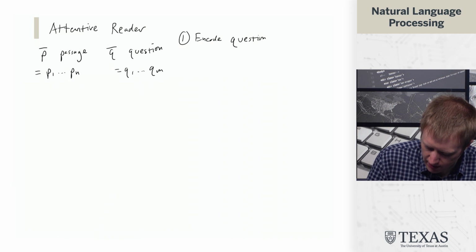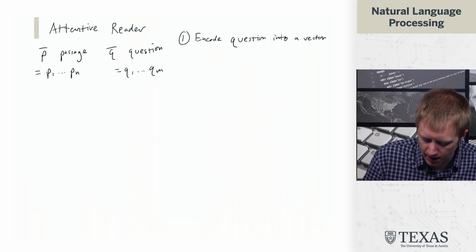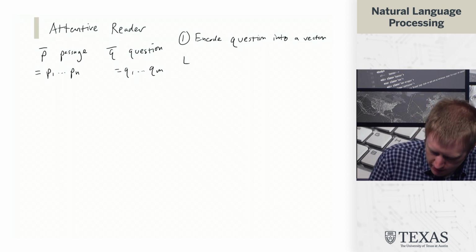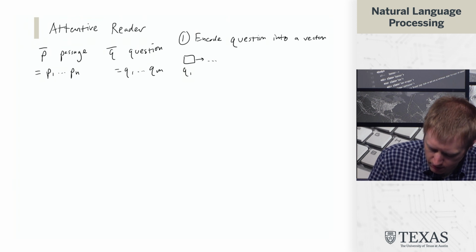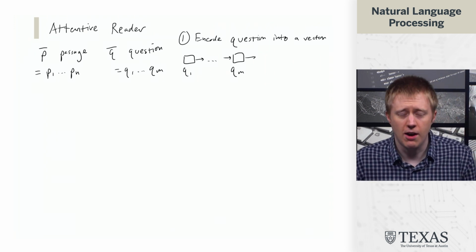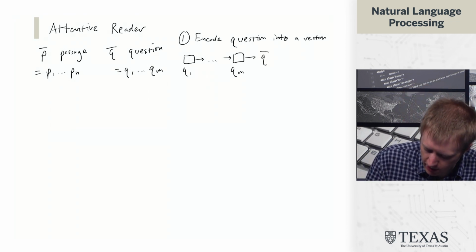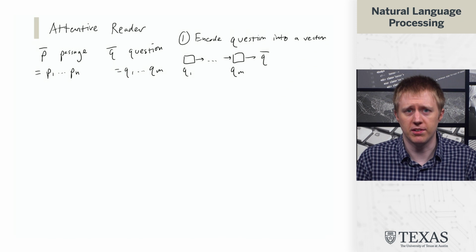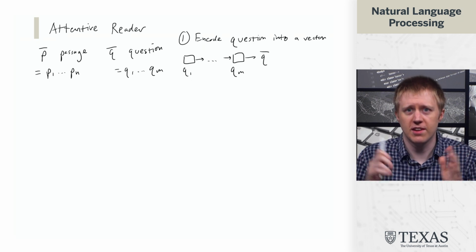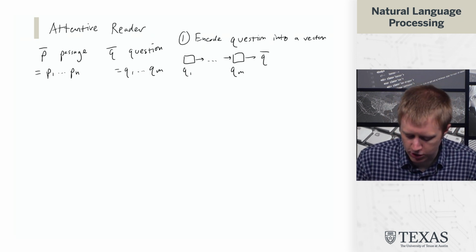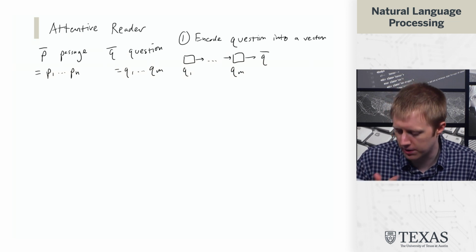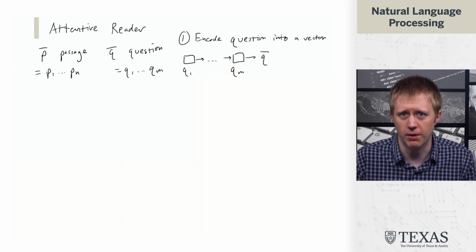All right, so the first step of the Attentive reader is to encode the question into a vector. What we're going to do is use an LSTM for this. The output hidden state at the last time step, after reading the whole question, we're going to call Q. That is going to be our question representation going forward. So the question consists of this sequence of Qs. We're going to cook that down into a vector, and that's what we're going to use for the rest of the operations in the model.